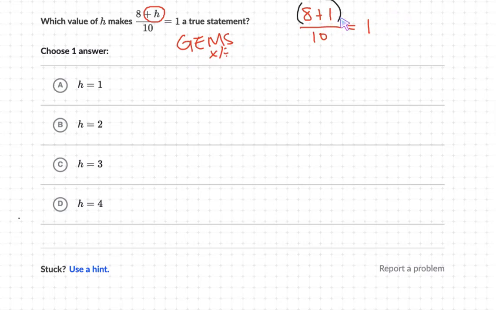So we're going to change this to 9 divided by 10 equals 1. Is 9 divided by 10 equal to 1? No, that's 9/10. That's like 9 pieces out of 10.